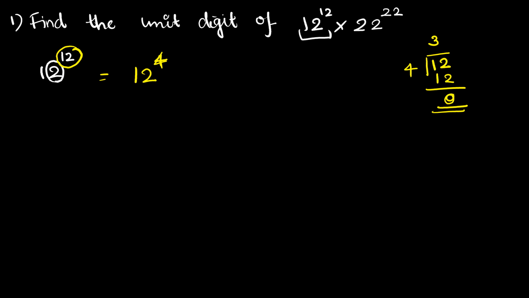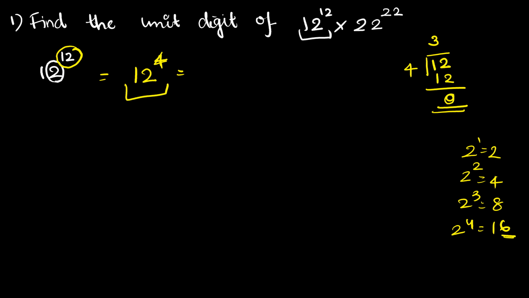What is this? That is, 2 raised to 1 is 2, 2 squared is 4, 2 cubed is 8, 2 raised to 4 is 16. So 12 raised to 4 will have a unit digit of 6. This is how we find the unit digit of 12 raised to 12.